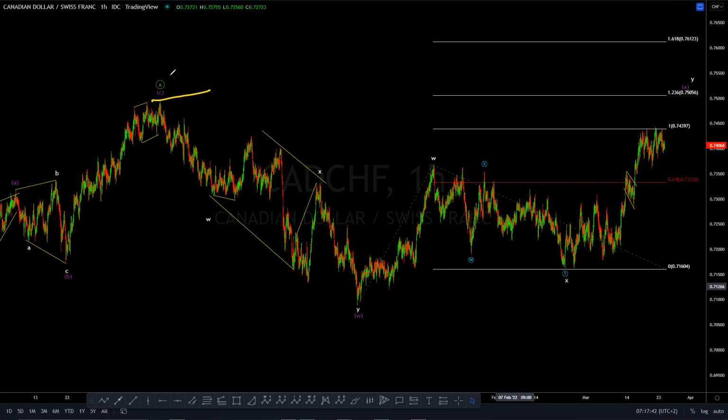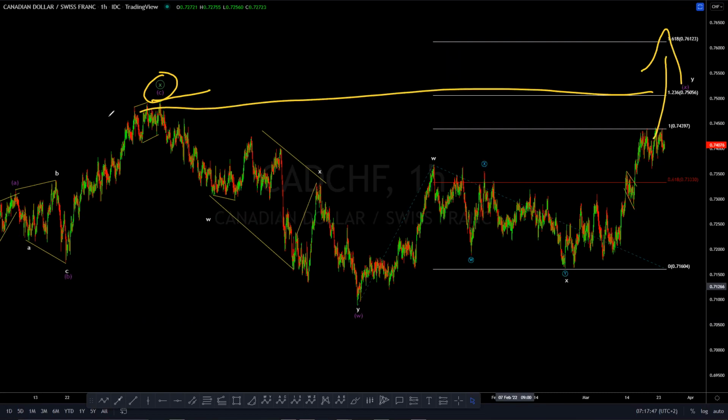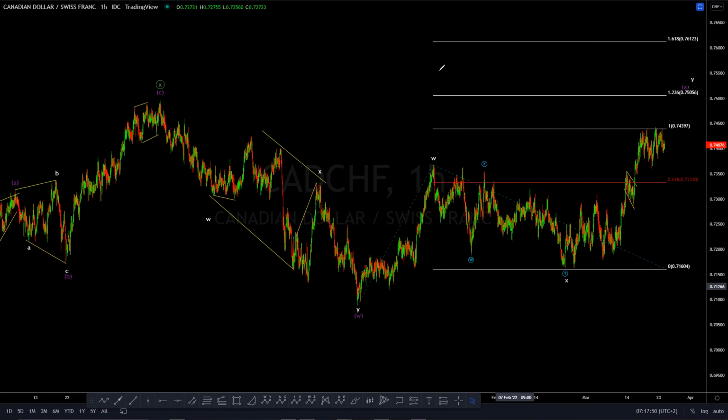Bearing in mind that the peak of green wave X is over there. If this price goes higher, it will have gone above the peak of green wave X. So our expectation would be a move to the downside. But this move here doesn't look convincing. It looks rather like a corrective continuation pattern to the upside. So what happens if it goes higher and breaks above this peak?